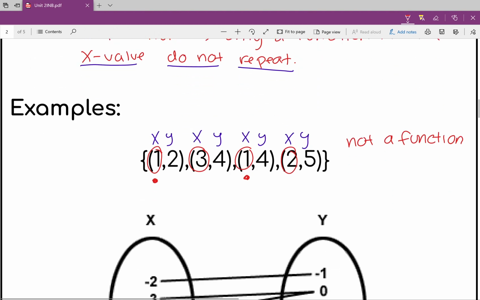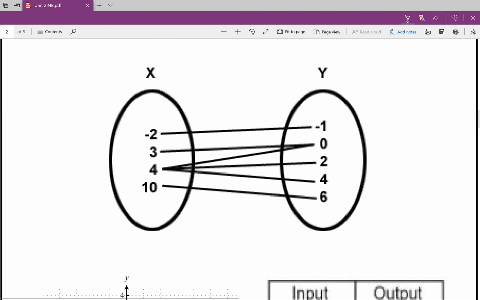Okay, let's look at the next example. The next example is called a function map. So again, we're looking to see if the x's do not repeat. Notice that this whole side right here is our x's, and this whole side right here is our y's. So how we can view this is we can turn this into points. So this is saying -2 maps to -1. That's the same as saying -2, comma, -1.